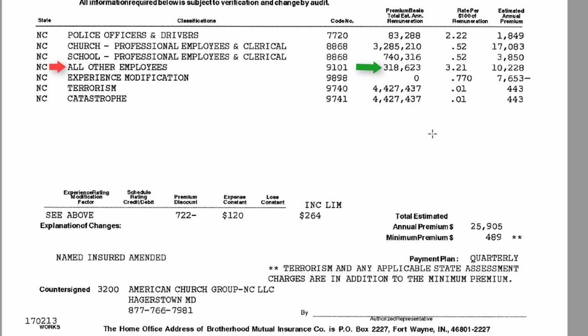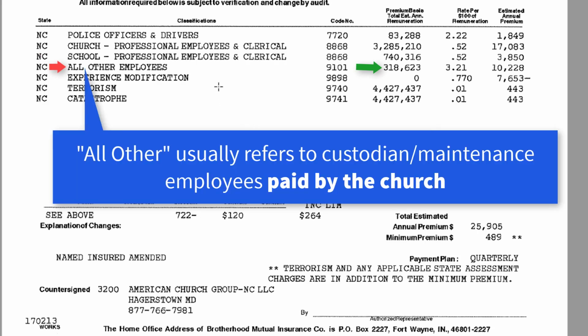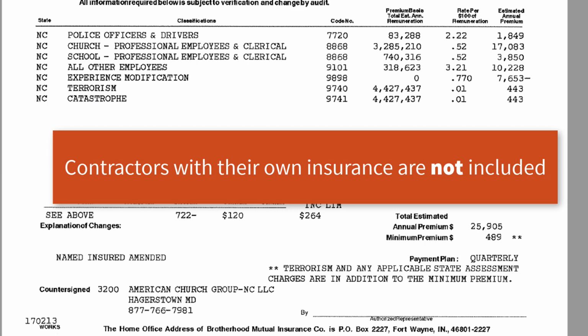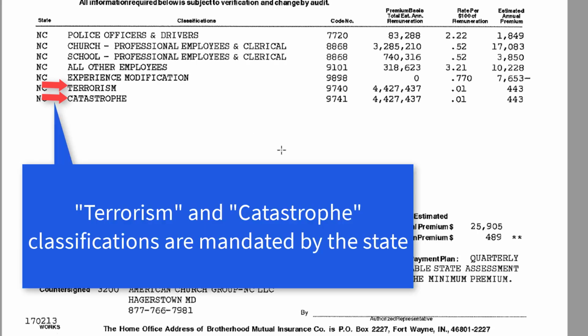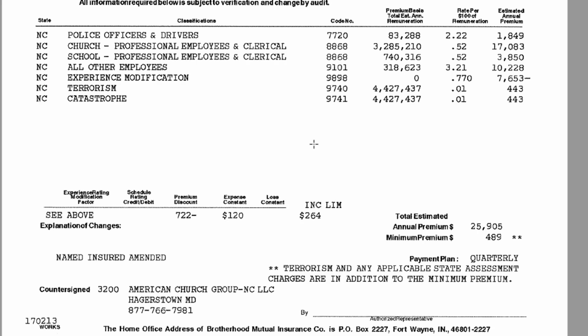All other usually refers to custodians or lawn maintenance, and these are employees directly paid by the church. The contractors who have their own insurance are not included in this because they have their own insurance. You see a few other types. There's terrorism coverage and catastrophe, and those are mandated by each state that there must be coverage for the employees under those categories, so we can't delete those. And they're based on the payroll.